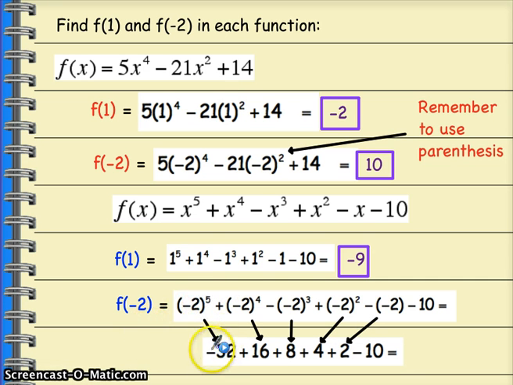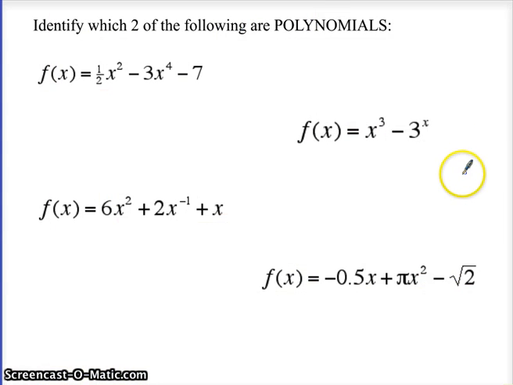Again, the odd ones keep the negative around. Even powers, again, negatives disappear. And then all those extra negatives from the subtraction. Finally, you should end up with negative 12. So that's evaluating, again, using direct substitution, just plugging in a number for x.